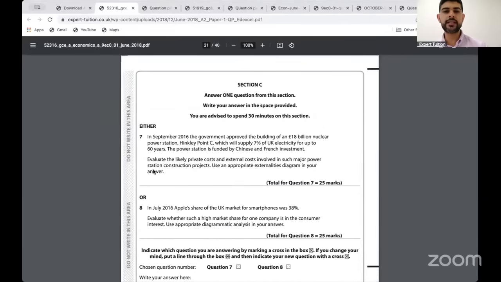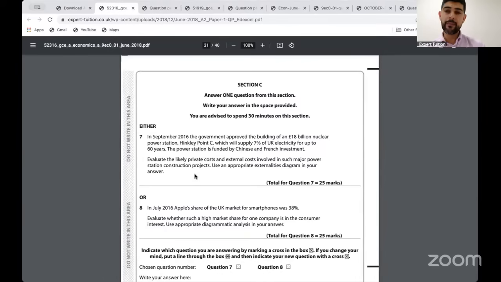In September 2016, the government approved the building of an 18 billion nuclear power station, Hinkley Point C, which will supply 7% of UK electricity for up to 60 years. The power station is funded by Chinese and French investment. Evaluate the likely private costs and external costs involved in such a major power station construction project using an appropriate externalities diagram in your answer.